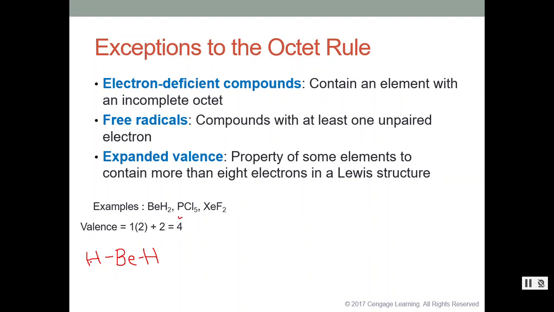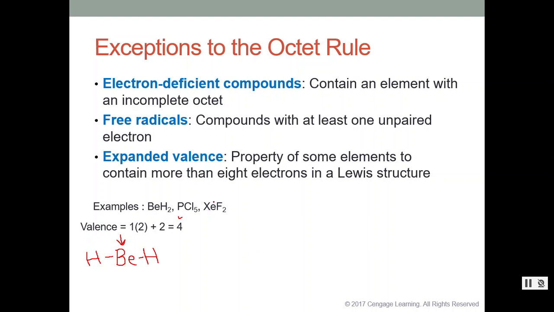My hydrogens are happy with a duet. Beryllium does not have an octet, but remember it is one of the exceptions that can have less than an octet of electrons. So this is the correct Lewis dot structure for BeH2.